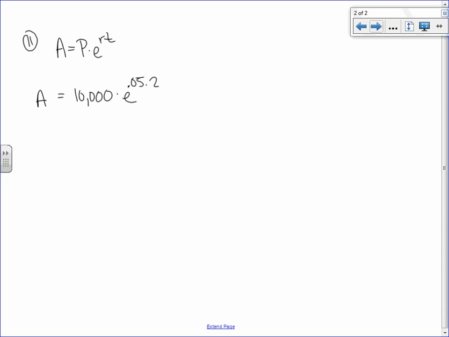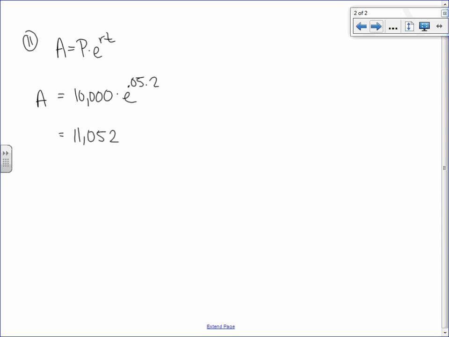So this part doesn't involve any logarithms. This you're just going to put into your calculator. So 10,000 times, you're going to use the E button, which is the same as the natural log button, 0.05 times 2. And what am I rounding this to? To the nearest dollar. The nearest dollar is going to be $11,052. Alright, so that's the first part of the question.